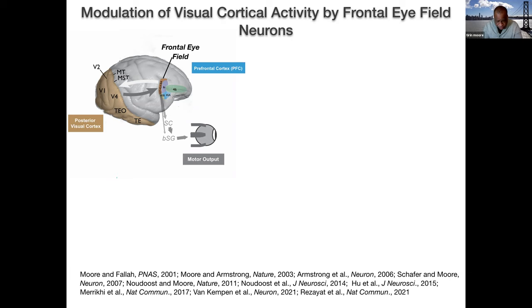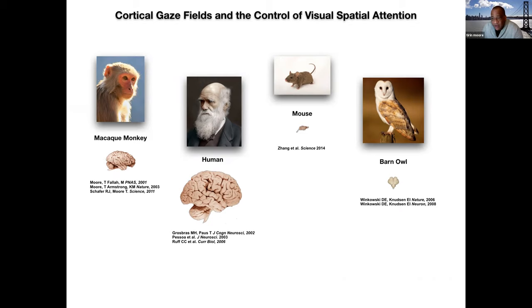Indeed, work in other species, including in humans, has found homologous or at least analogous evidence for a role of cortical gaze fields in the control of visual selection and visual spatial attention. This includes work in humans, as I mentioned.